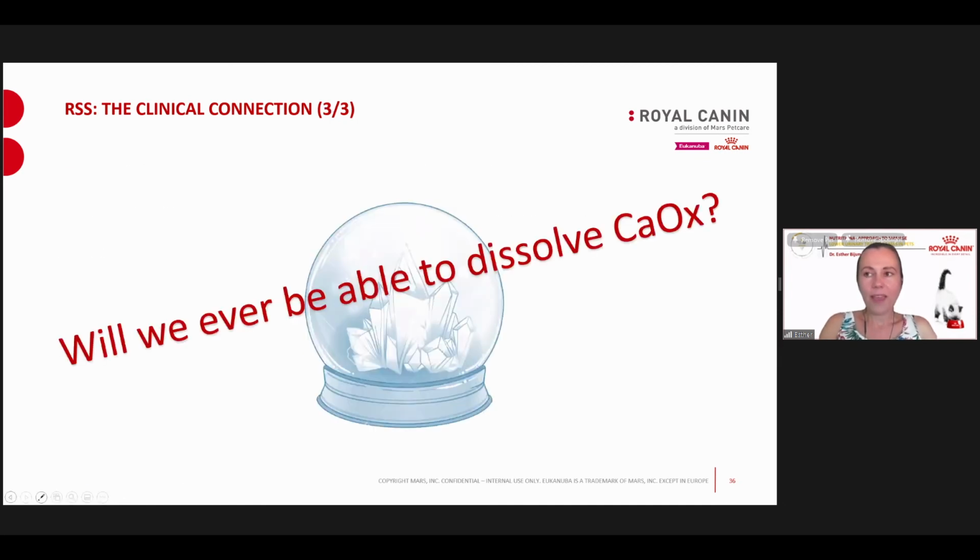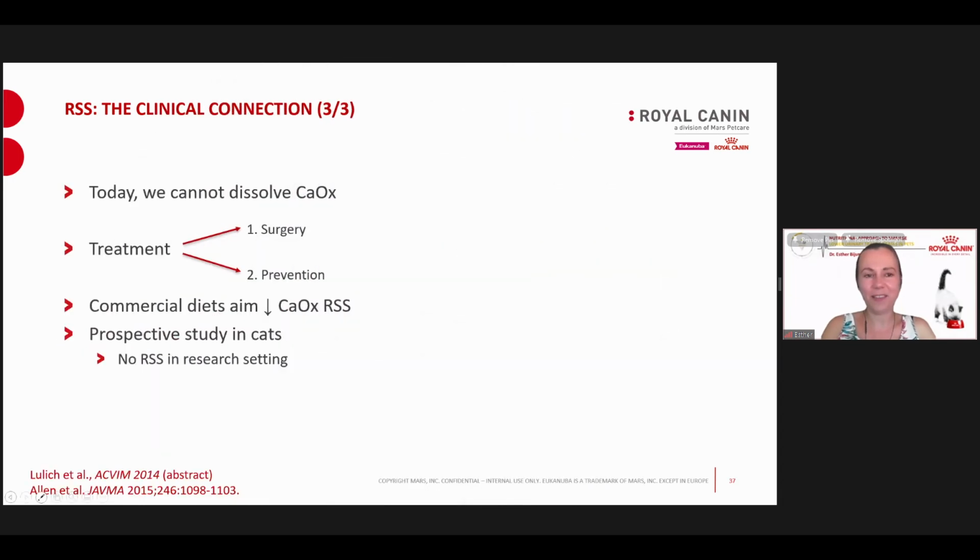So will we ever be able to dissolve calcium oxalate? I've already answered this question in a way. Today we can't dissolve it. We need to do surgery, after which we will go over to prevention. And commercial diets really aim to decrease calcium oxalate RSS as much as they possibly can. And a prospective study in cats has unfortunately not been performed to date.